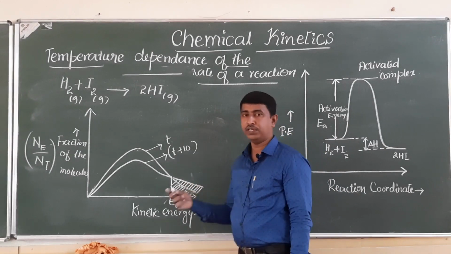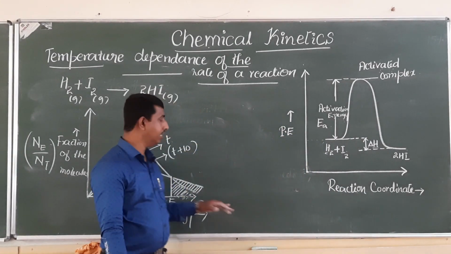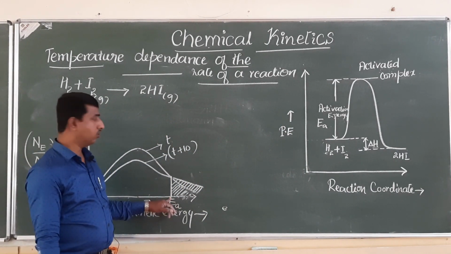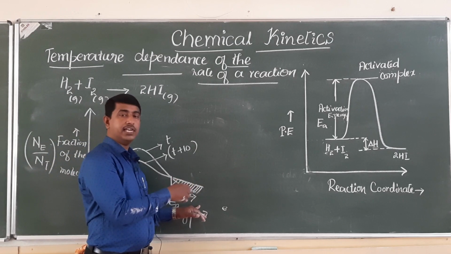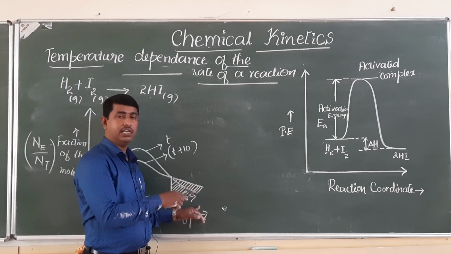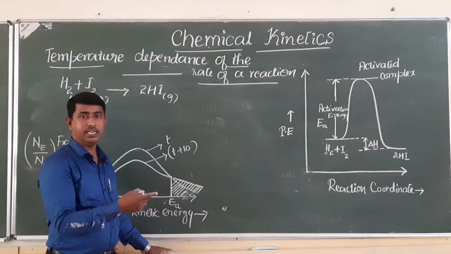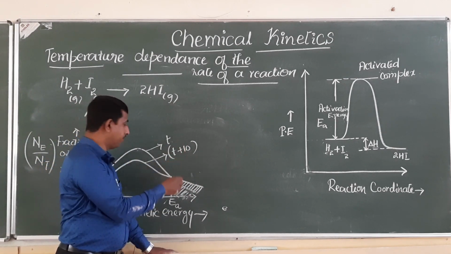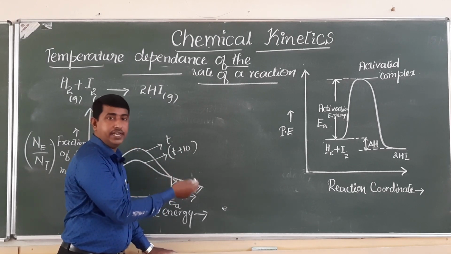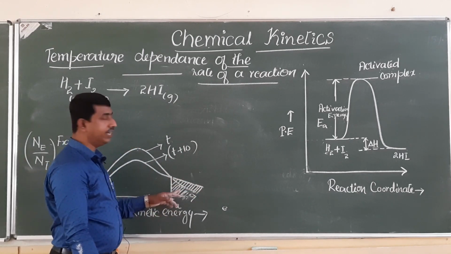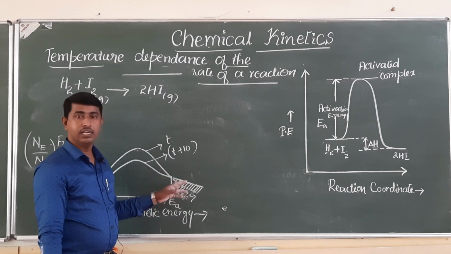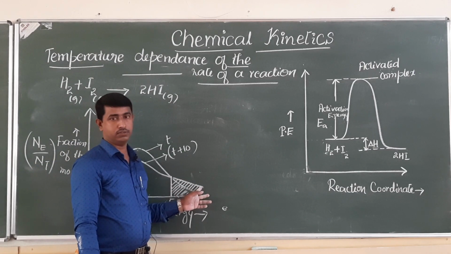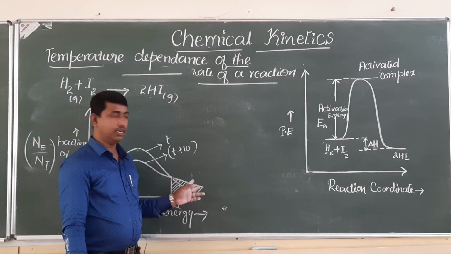The fraction of the molecules with energy EA or greater than EA doubles. Due to this, the rate of the reaction also increases. So on increasing the temperature, the fraction of the molecules having energy equal to EA or greater than EA increases. That is, when temperature is increased by 10 degrees Celsius, the fraction of the molecules colliding with energy equal to EA or greater than EA doubles. So the rate of the reaction also doubles.